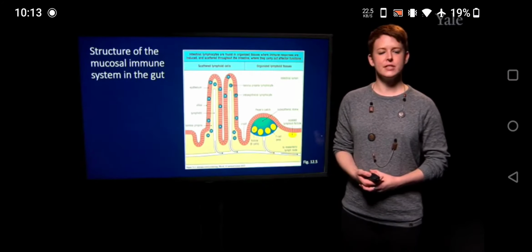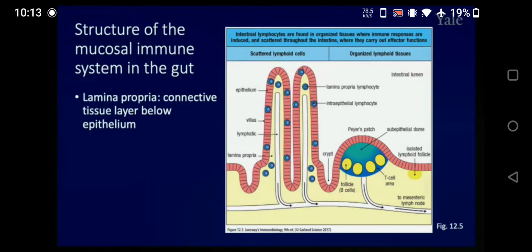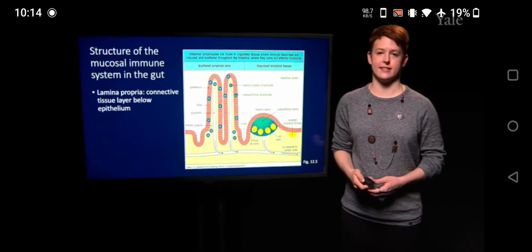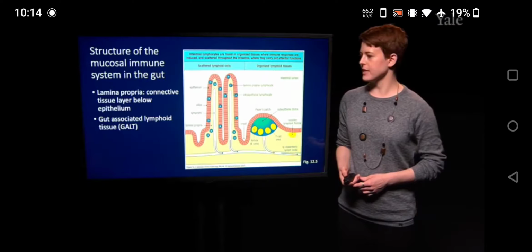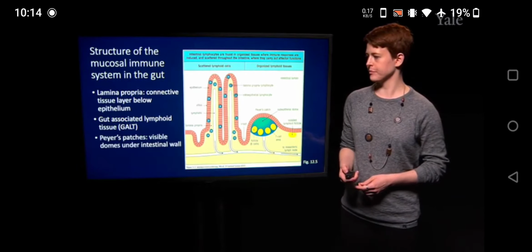The structure of the mucosal immune system in the gut is made up of several different regions. The lamina propria, which you can see here, is the connective tissue layer directly below the epithelial layer. In this layer, we see gut-associated lymphoid tissue, or GALT.